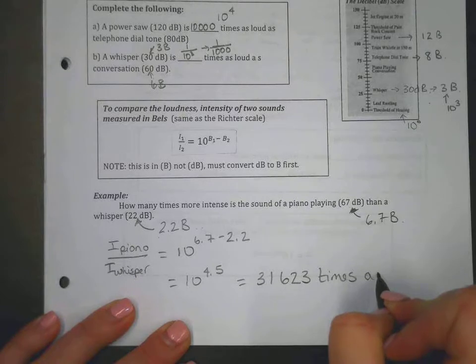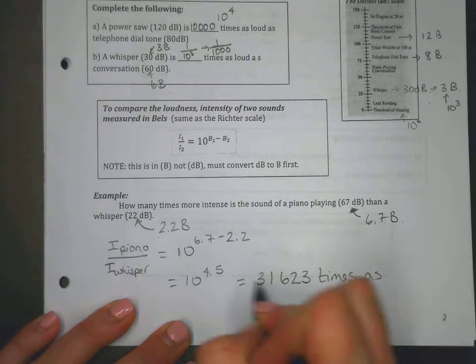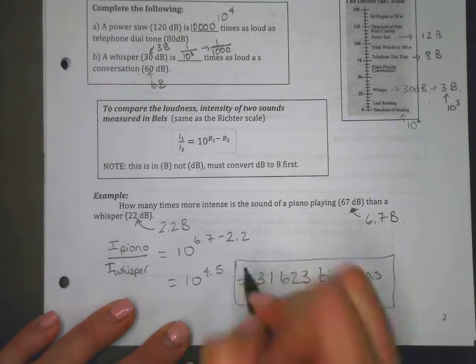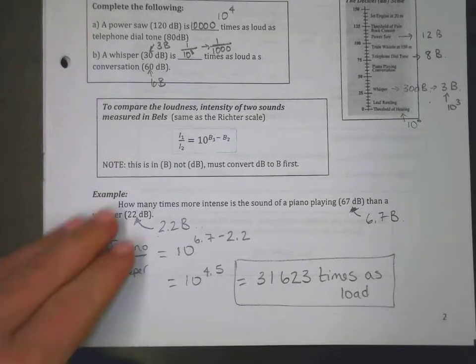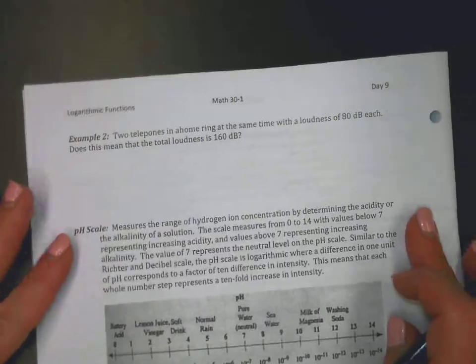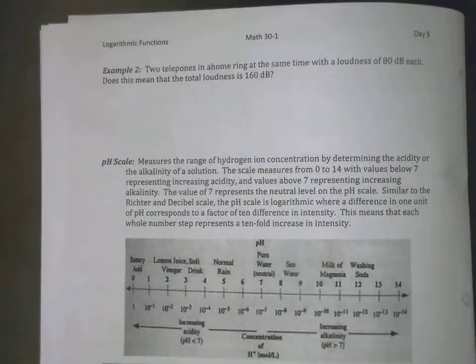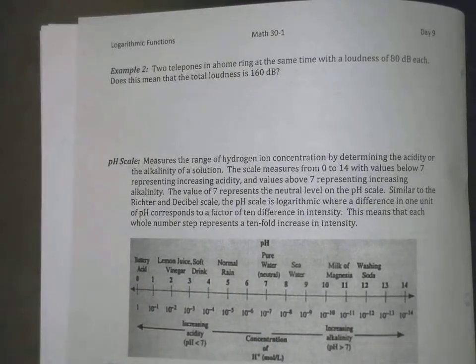All right, next example. It says 2 telephones in a home ring at the same time with a loudness of 80 decibels each. Does this mean that the total loudness of sound would be 160 decibels? Would I add those 2 loudnesses?